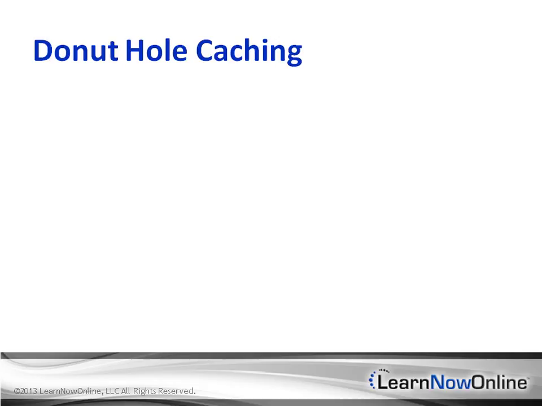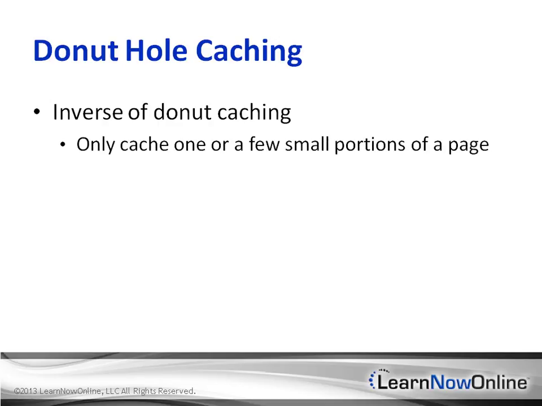Now let's talk about donut hole caching. This is the inverse of donut caching. Donut caching caches the entire page except for one or more small holes. With donut hole caching, you only cache one or more small holes.